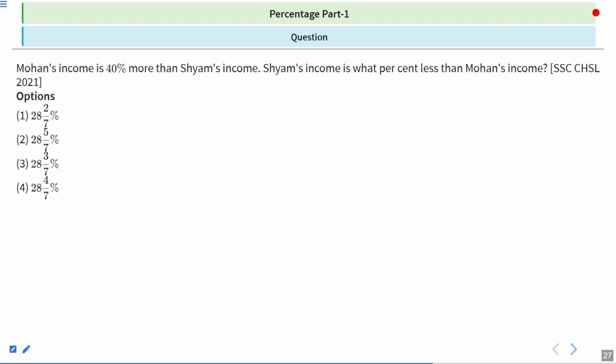Mohan's income is 40% more than Syam's income. Syam's income is what percent less than Mohan's income? And this question was asked in the SSC CHSL exam 2021. Now there are four options. A is 28 and 2 by 7%. Second is 28 and 5 by 7%. Third one is 28 and 3 by 7%. And fourth one is 28 and 4 by 7%. Now you have 10 seconds to solve this question. Your time starts now.